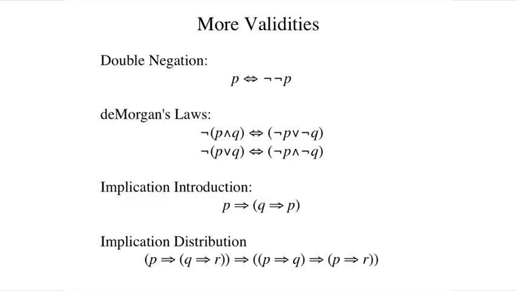There are many examples of validities. Some of them even have names. There's double negation, P if and only if not not P. De Morgan's laws, which allow us to distribute negation over conjunction and disjunction. Implication introduction, implication distribution, and so forth.